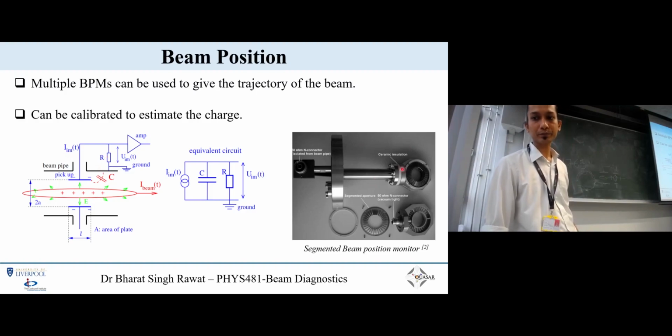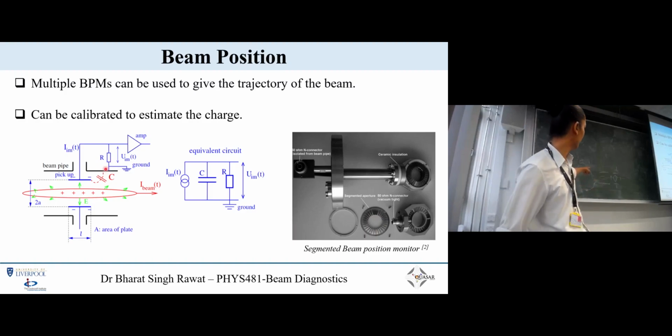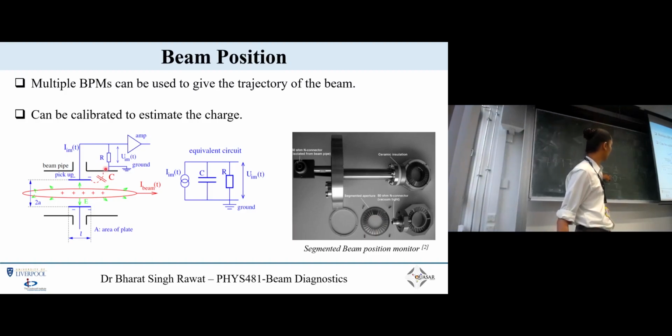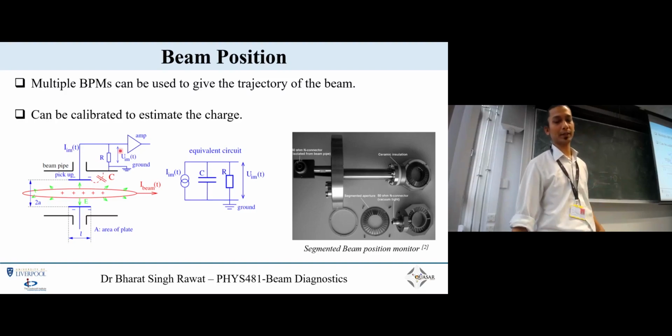And this is a typical example of a pickup which I took from a book by Peter Strel. It has this segmented aperture, so you can have multiple segments. Here I've shown you 4. If you have multiple, you can more precisely calculate the position of the centroid of the beam.